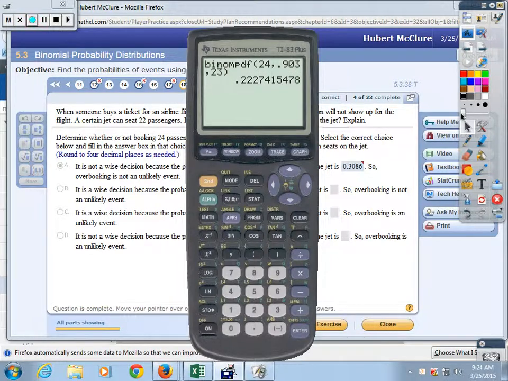I'm sorry. Yep. N is 24 on this problem. I don't know why, but N is 24. 0.903 is P, and X is 23 and 24. So then you type in the next thing, second function. I'll try not to give you this one on the test. How about that? And that's that one right there.